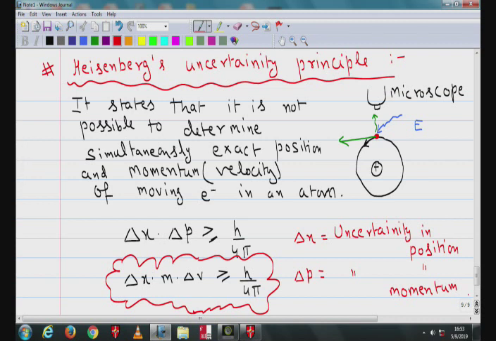Then we will practice a few questions on this. Have you cleared the Heisenberg uncertainty principle? What does it signify? It simply says it is not possible to determine the exact position and momentum simultaneously of a moving electron. That's it. Either we can calculate velocity or momentum, or we can calculate its position. These are the terms used in the Heisenberg theory.